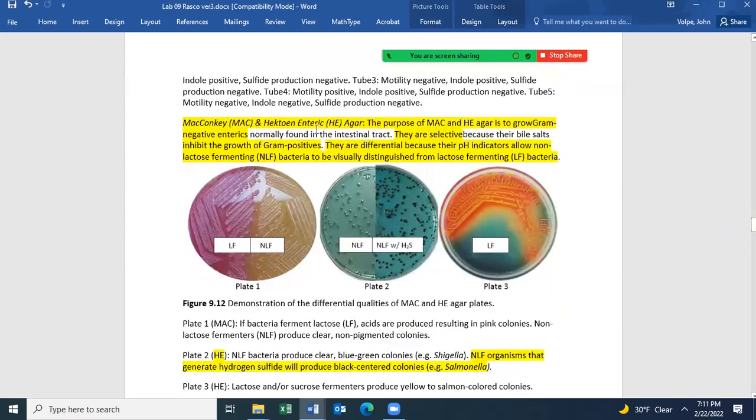MacConkey's and HE are tests looking at multiple things. They're both looking at the growth of gram negatives. If the bacteria can grow on MacConkey's or HE, it's a gram negative. If it doesn't grow, it's a gram positive.